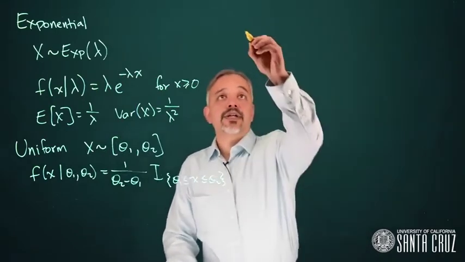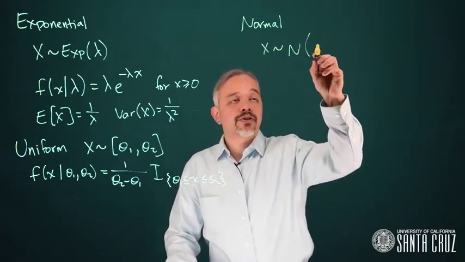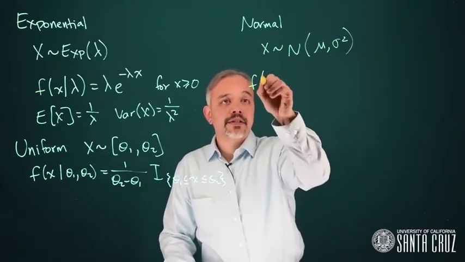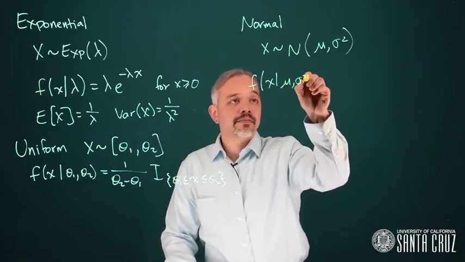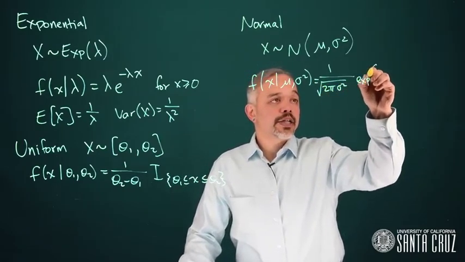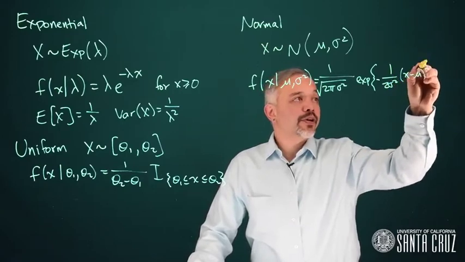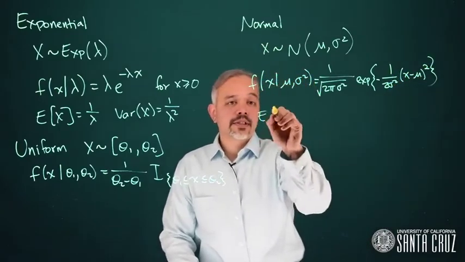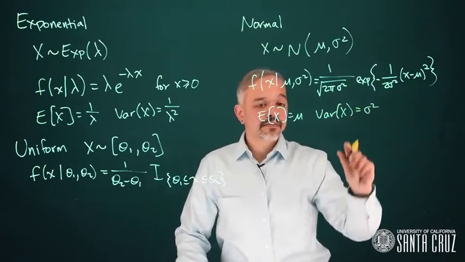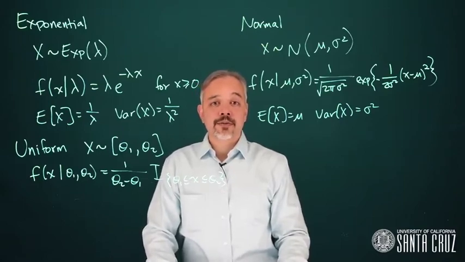The final example I want to mention right now is the normal distribution, also known as the Gaussian distribution. We say that x follows a normal distribution with mean mu and variance sigma squared. In this case, its density function is 1 over the square root of 2 pi sigma squared times e to the minus 1 over 2 sigma squared times (x minus mu) squared. This has mean mu and variance sigma squared. In the supplemental material are some additional important distributions, such as the gamma distribution and the beta distribution.